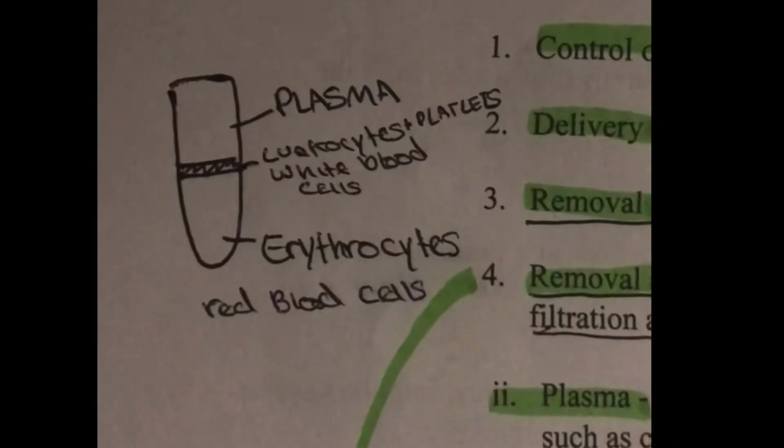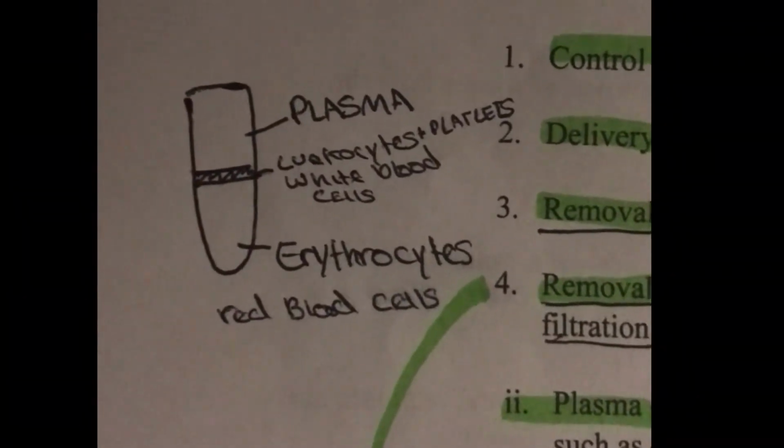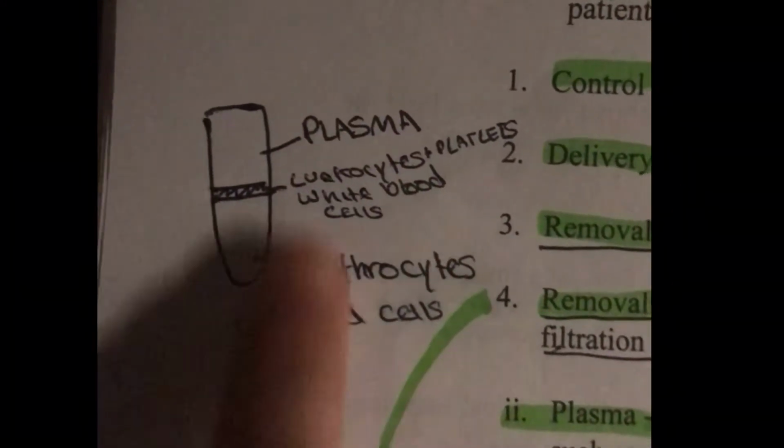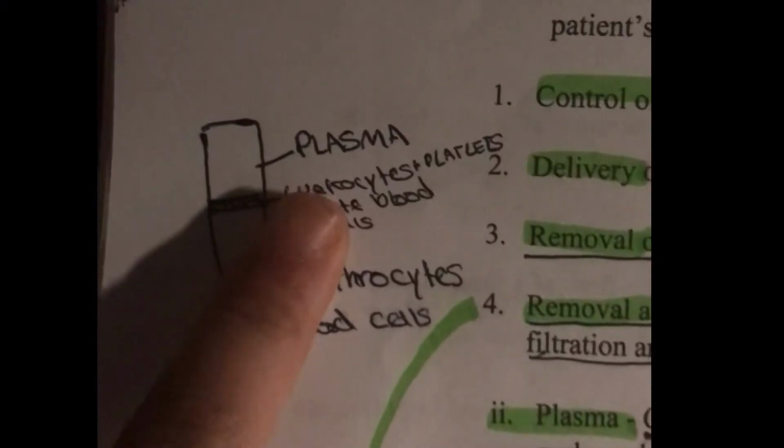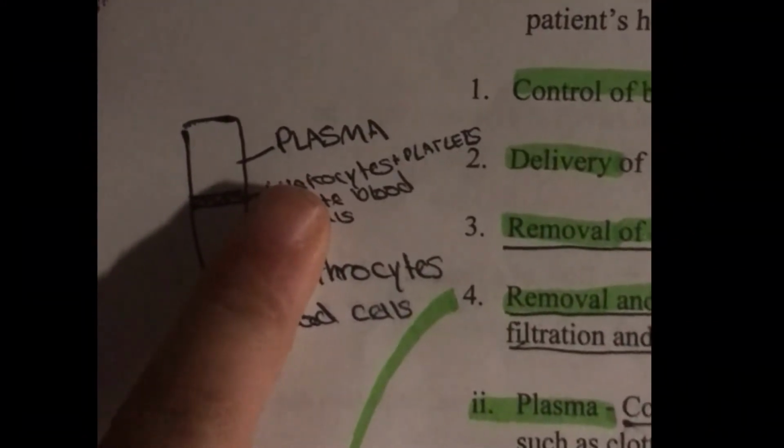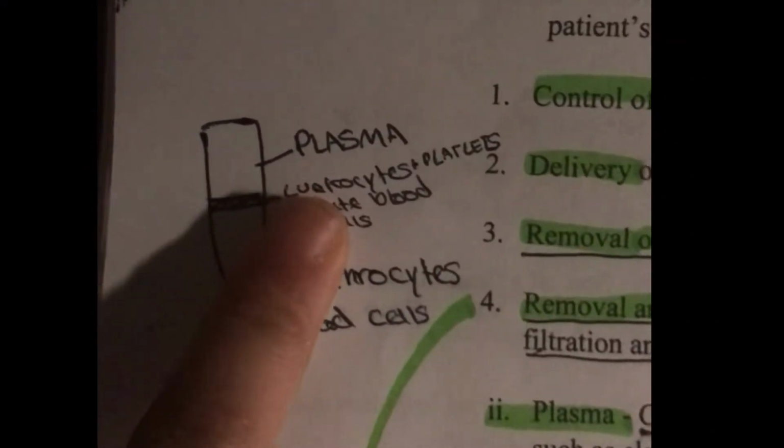I know that this is a poor drawing, but just bear with me. Whenever you let blood sit for a while, usually it'll separate into these 3 main categories. The first one is plasma, and this contains dissolved nutrients that carry certain crucial proteins, such as clotting factors.